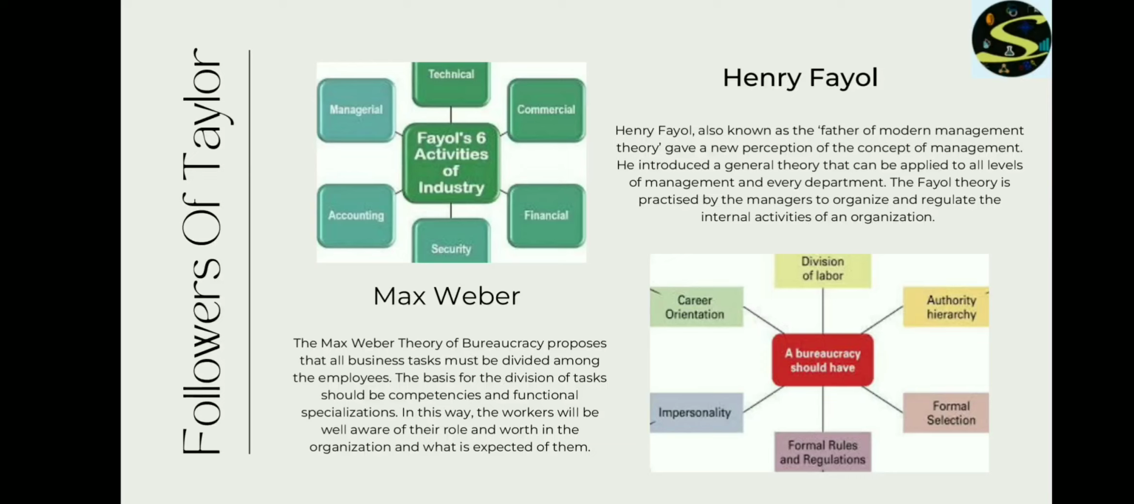So here let us try to know what are the various steps involved in bureaucracy. First, we have division of labor. It means jobs broken down into simple, routine, and well-defined tasks. Authority hierarchy. This includes positions organized in a hierarchy with a clear chain of command. Formal selection: people selected for jobs based on technical qualifications. Formal rules and regulations: a system of written rules and standard operating procedures will be included in this.